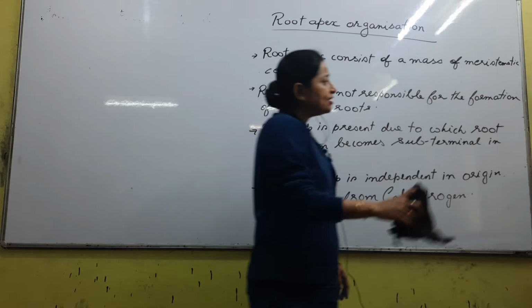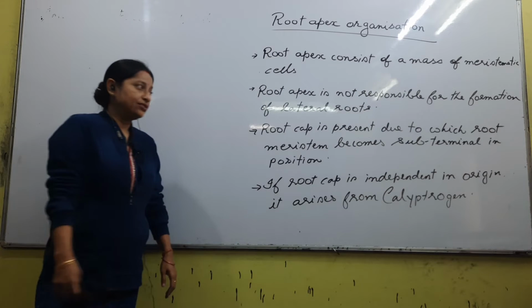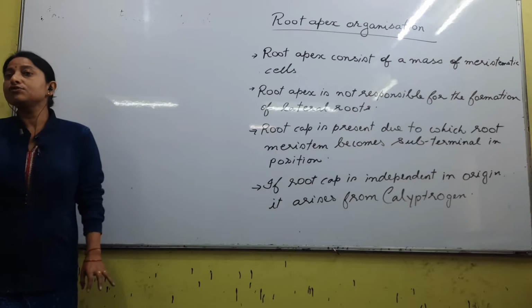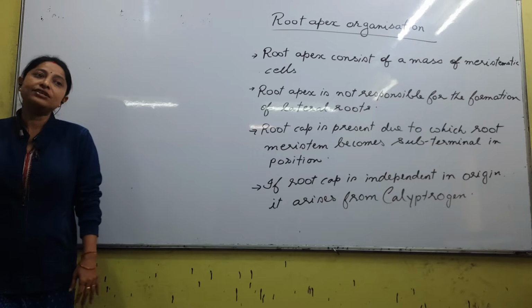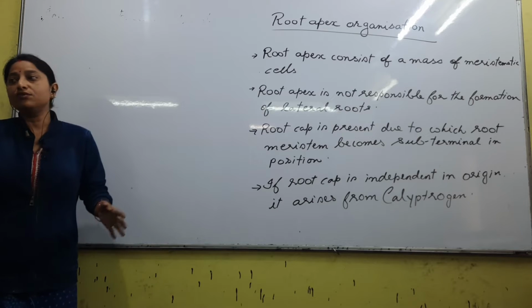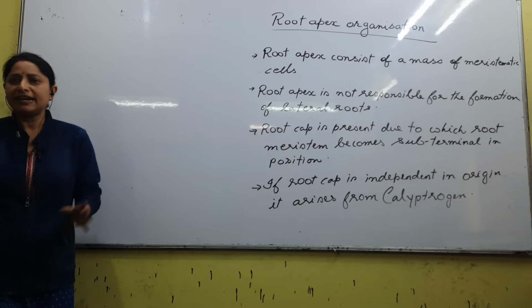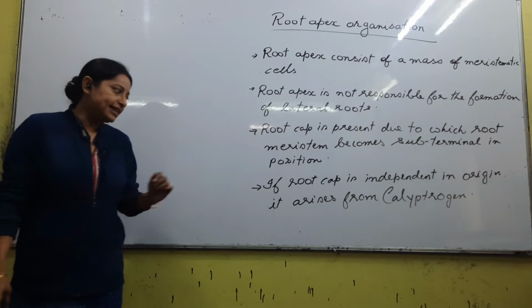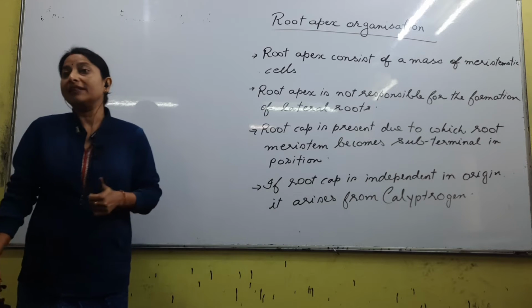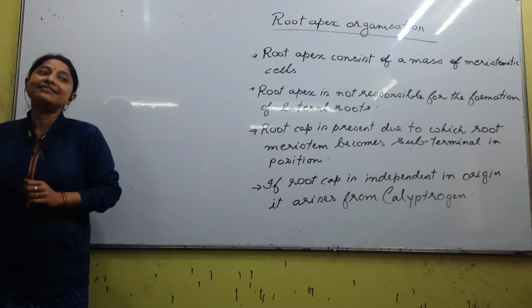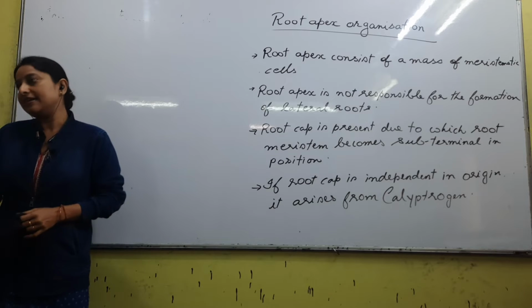Now, as far as the root apex organization or structure is concerned, just as in the shoot apex many theories have been proposed, similarly in case of root apex also many theories have been proposed, but that is all a part of the course. So we won't study them, we'll just talk about one thing that is called a quiescent center theory, right? What did the quiescent center talk about?